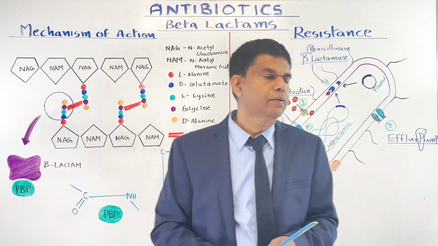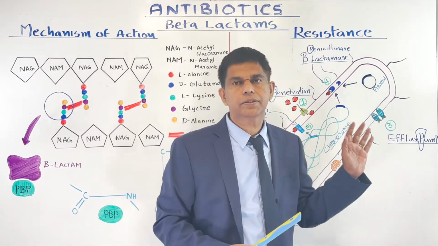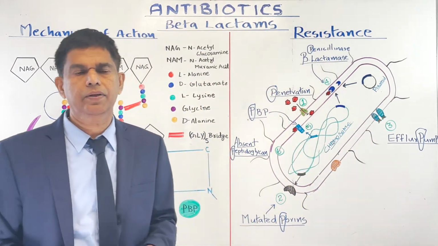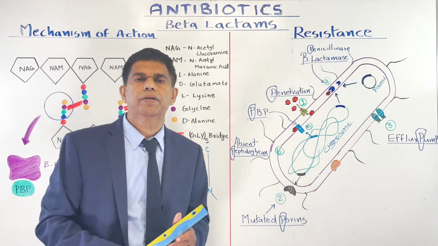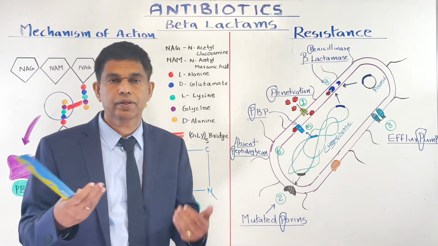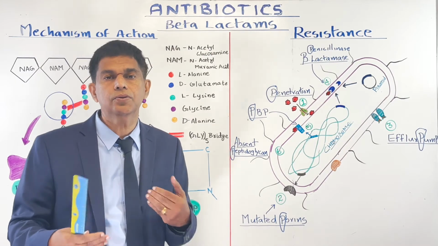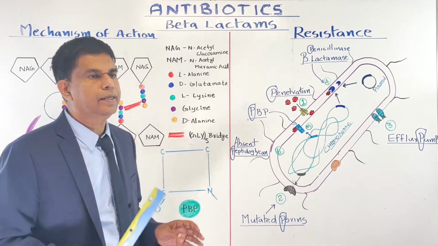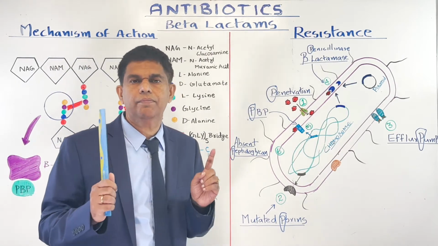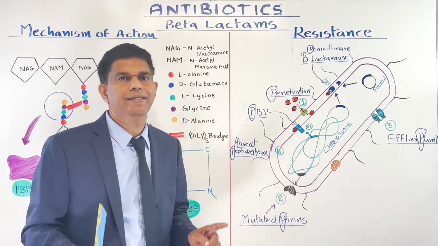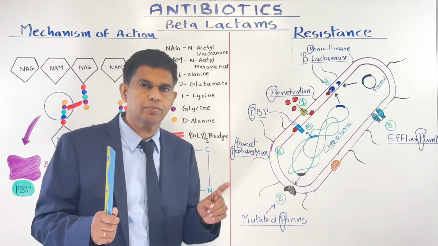Now let's look at how this produces resistance. That's also important. We're giving a lot of antibiotics these days, right? Because bacteria develop resistance, they don't work. So we have to combine them, and we have to make new antibiotics. There are six mechanisms by which bacteria develop resistance to beta-lactam antibiotics. Let's say six P's. We're going to talk about each P.